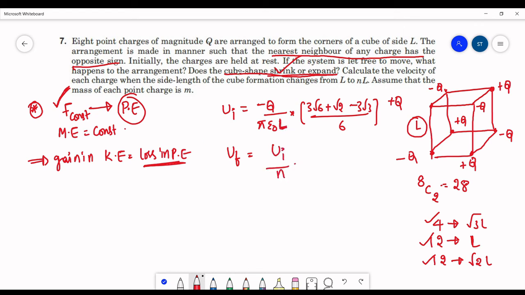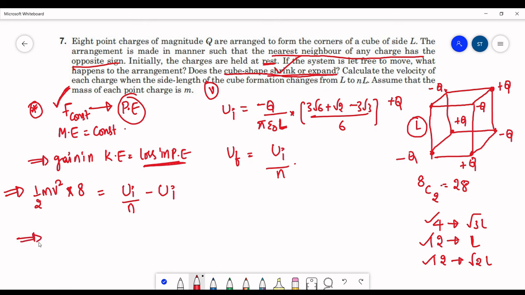Initially they are starting from rest. Finally let us assume the velocity is v. As the system is symmetrical, all 8 charged particles will have the same velocity v. The kinetic energy gained will be equal to the change in potential energy, which will be U final, which is U initial upon N, minus U initial. N is less than 1 as it is shrinking, so the final potential energy will be greater in magnitude, that is, less negative than the initial potential energy. Substitute the value here and check.